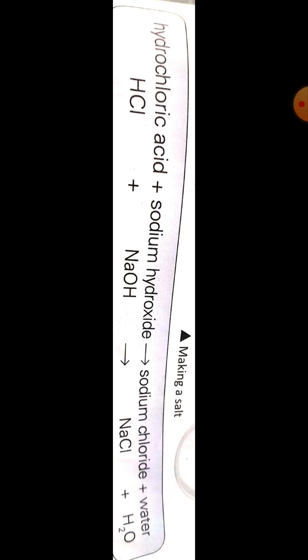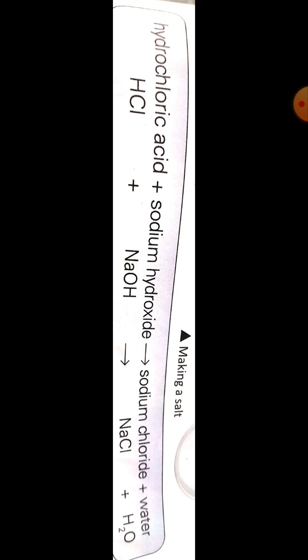The name of salts may be different and it depends upon the acid and base. Here you can see when HCl reacts with NaOH, we get salt, and the name of the salt is sodium chloride, and the other product is water. We gain two products here, salt and water. The formula of sodium chloride is NaCl and the formula of water is H2O.